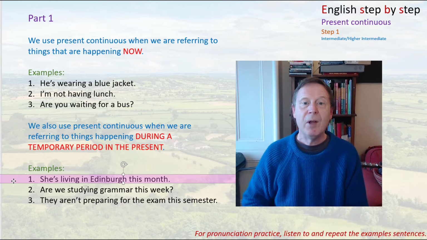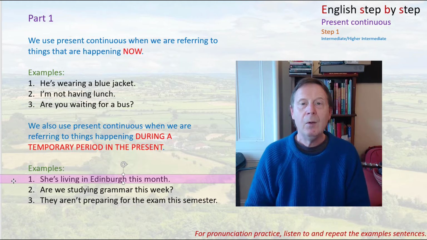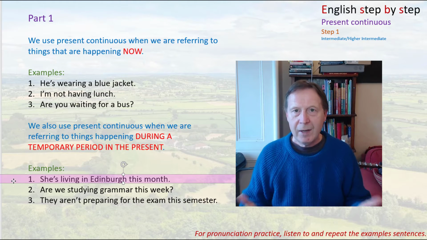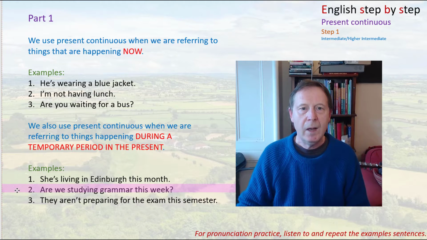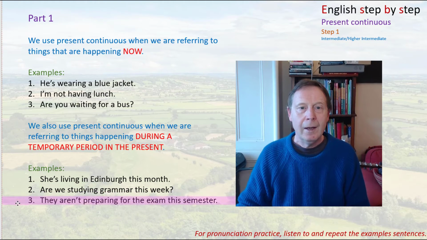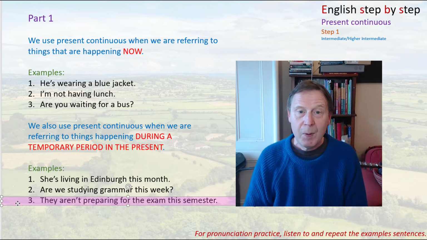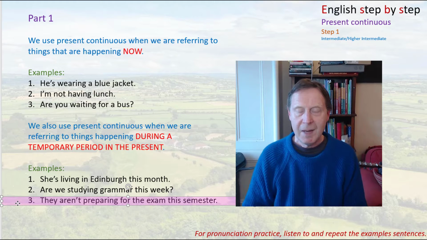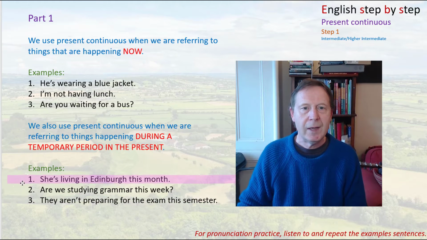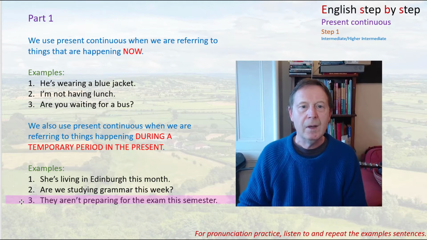She's living in Edinburgh this month. Now, in this case, it's a temporary situation. Next one, are we studying grammar this week? And then the last example is a negative example. They aren't preparing for the exam this semester. So you can see all of these are talking about temporary periods.